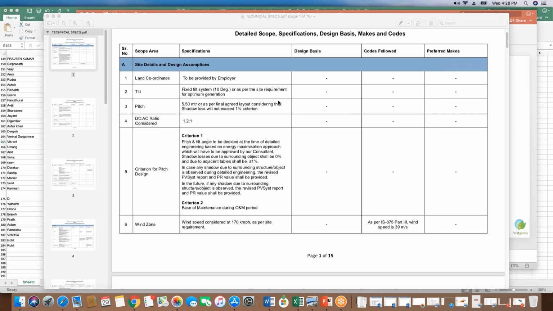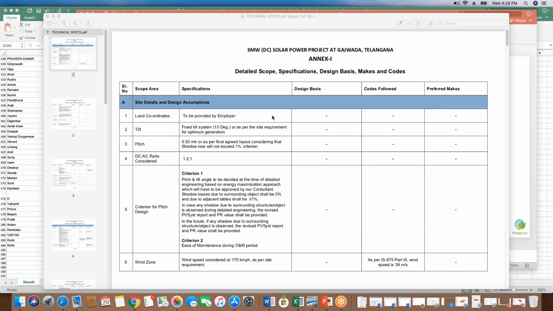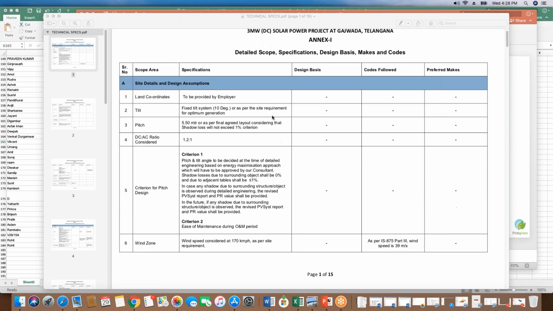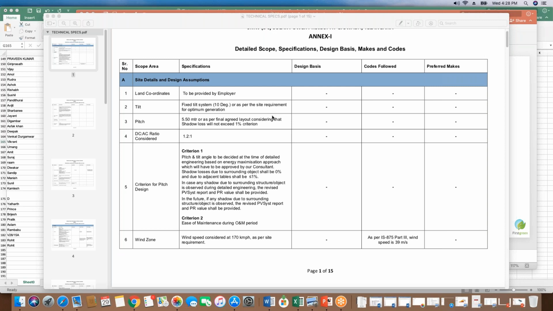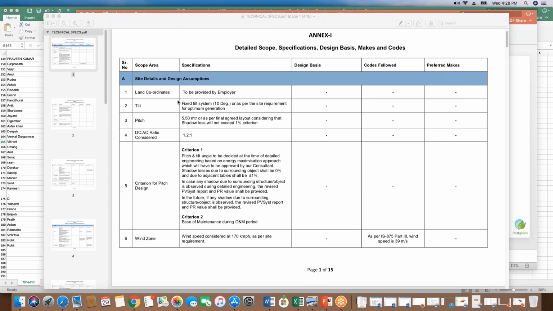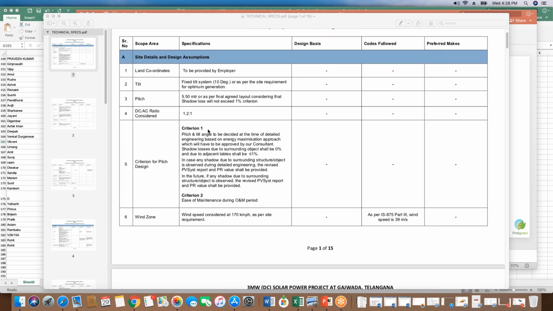So this is the report which shows the design brief report. Once you have finalized, then you can prepare this type of report, which I just wanted to share with you. Here you are defining the pitch and tilt conditions of it. Basically, it is a complete, detailed design guideline for your project.